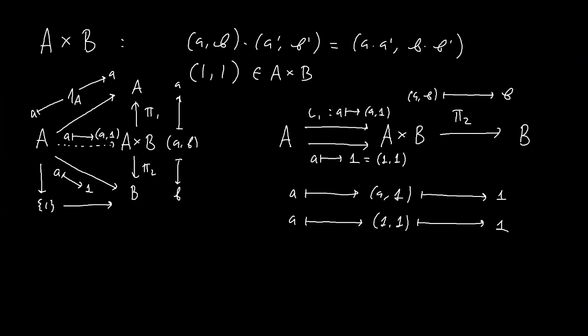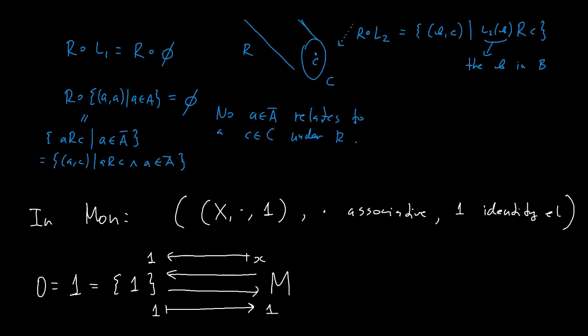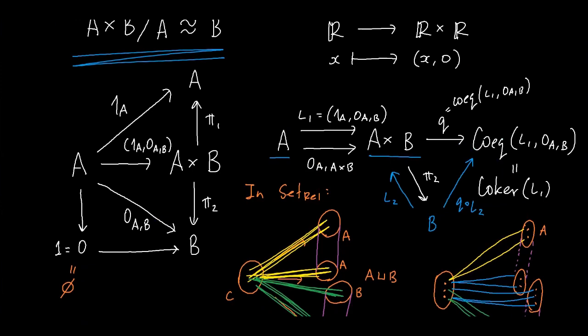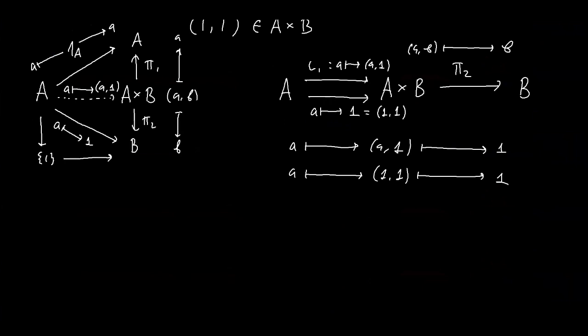In fact, the fact that this composite is the 0 map from A to B is trivial, even in a general category, because that's exactly how this iota 1 was defined. It's the unique map which, together with pi2, makes the composite the 0 map. So we actually already know that. We didn't have to prove it separately.